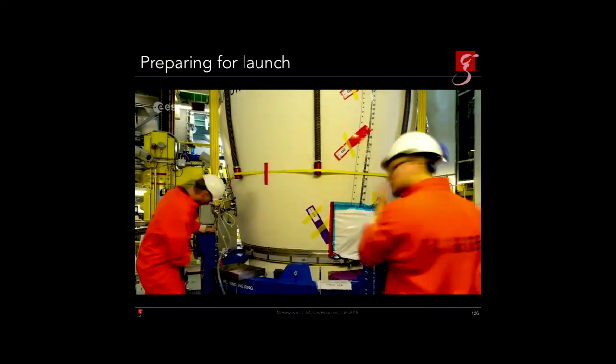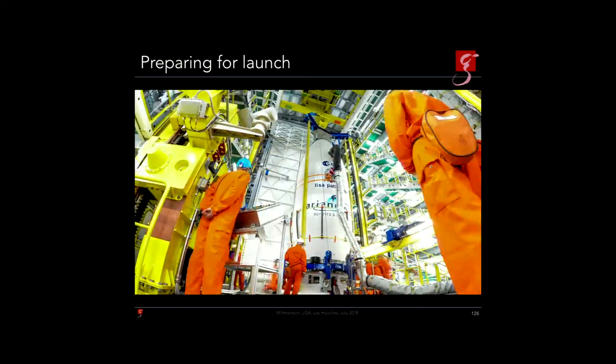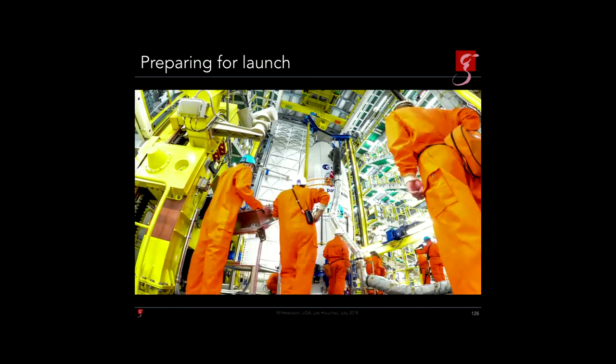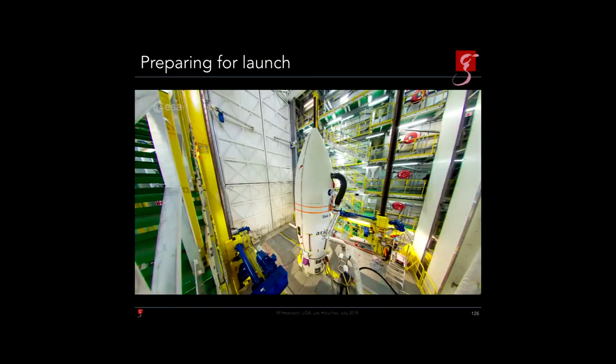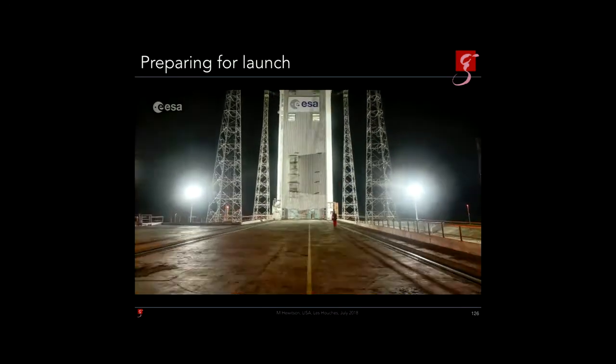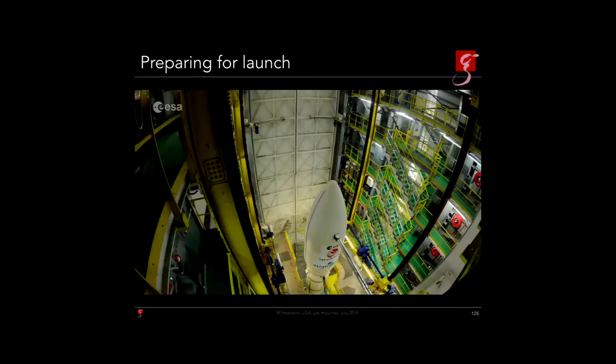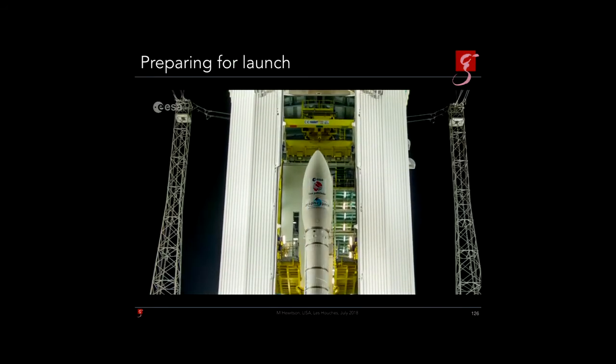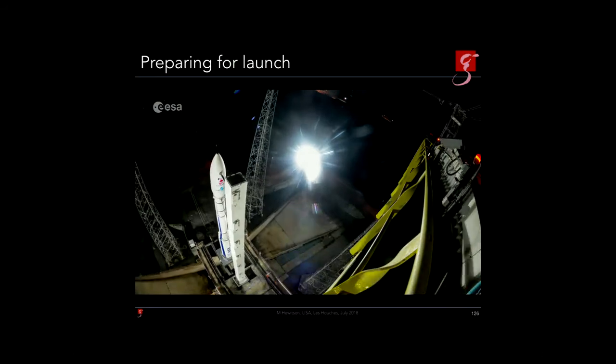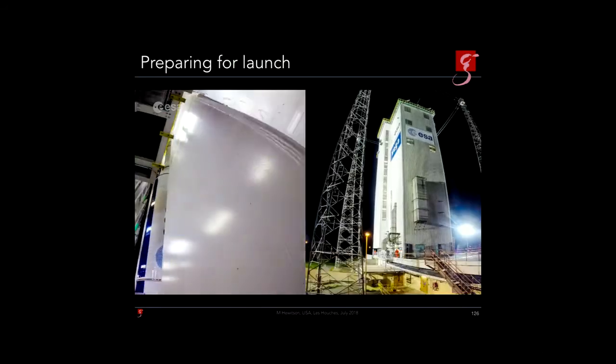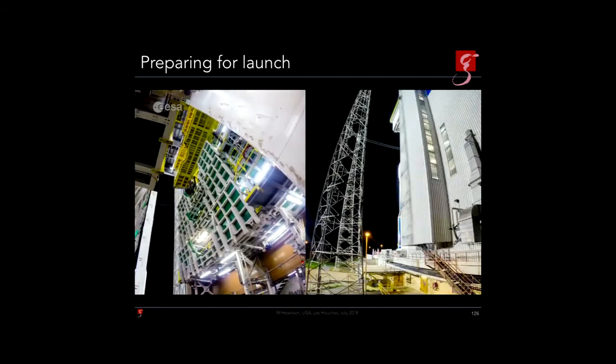They lock that down on top of the rocket, and then the rocket's left standing, and they actually just take the building away. Okay, so everybody runs away, and then they remove the building and leave the rocket standing, and then in the blink of an eye, up it goes.